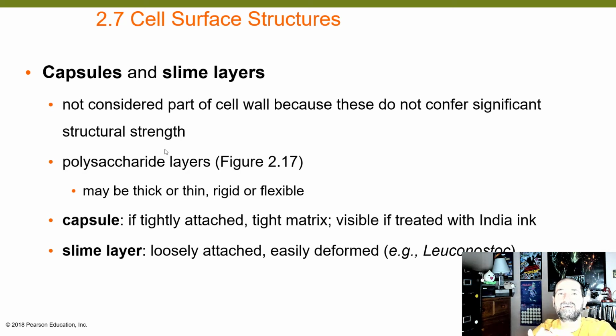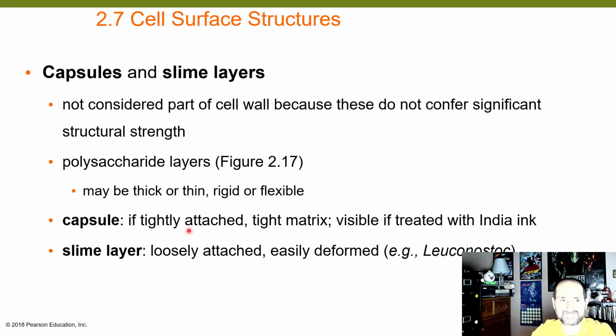They're actually outside of the outer membrane or the plasma or the cell wall. They're the outermost layer of the cell, but they're not considered part of the cell wall simply because they're not there for giving strength or stability to the cell, they're mainly there for other reasons, which we'll discuss in a second. So these are polysaccharide layers. They could be thick, thin, rigid, or flexible. These are sugary layers on the surface of the cell.